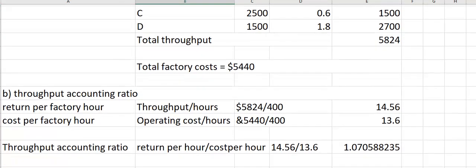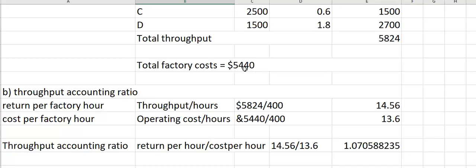Then we are given that total factory cost is 54.40. So how do we calculate the throughput accounting ratio? We say the throughput accounting ratio is return per factory hour over cost per factory hour. Return per factory hour, we take the total throughput, which is 58.24, divided by hours, which is 14.56. While the cost per factory hour is total factory cost over total hours, which is 13.6. If we divide the two, we get 1.070.